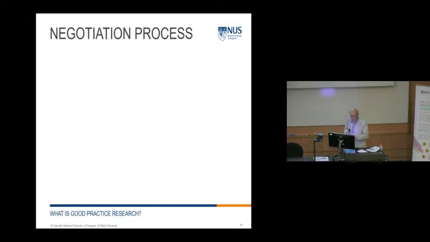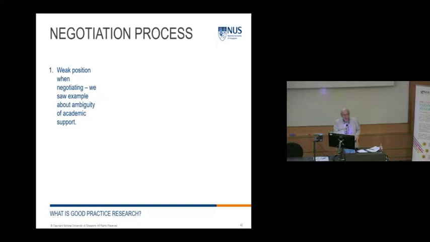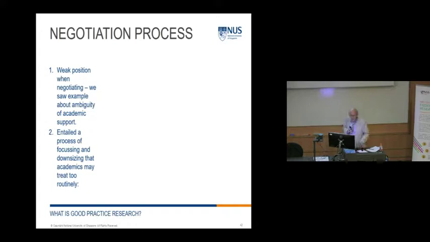Well, what happens when people are negotiating these kinds of issues? Practitioners are often in a position where they feel rather weak. We saw that in that example about the ambiguity of academic support. It often entailed a process of focusing and downsizing. Again, the academics in this particular project may sometimes have treated that in too routine a way.